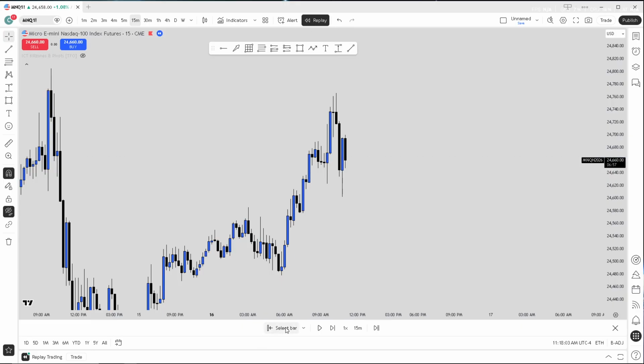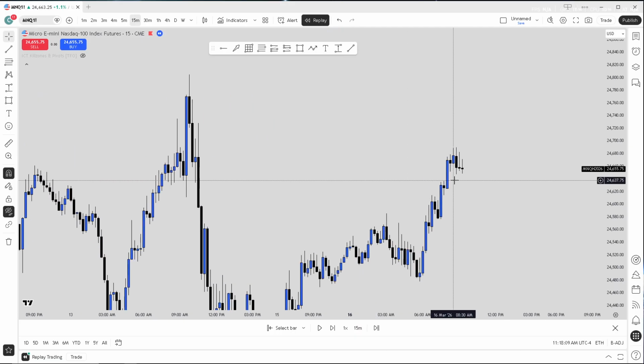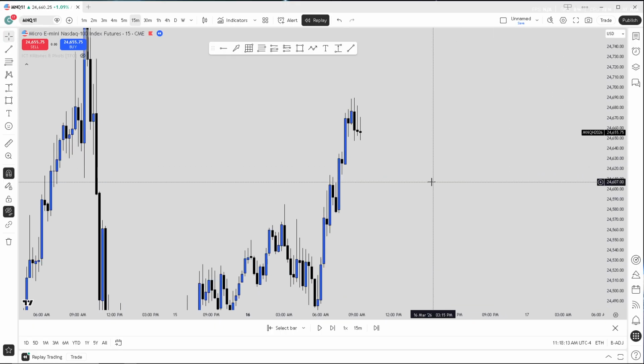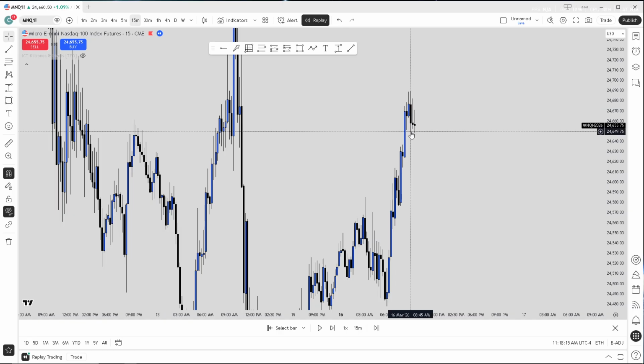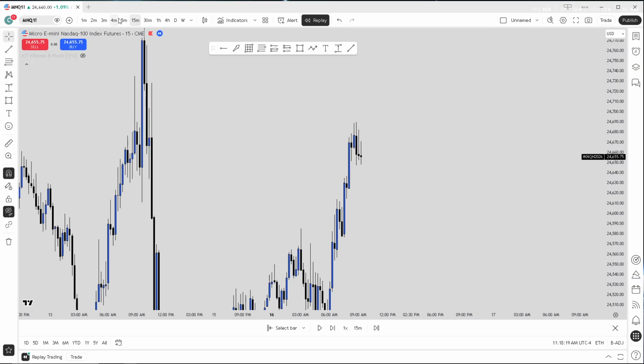My bar replay is all messed up. Okay, here we go. Yeah, so we got a little bit of delivery off this 15-minute fair value gap right here with this unfilled 15-minute below.